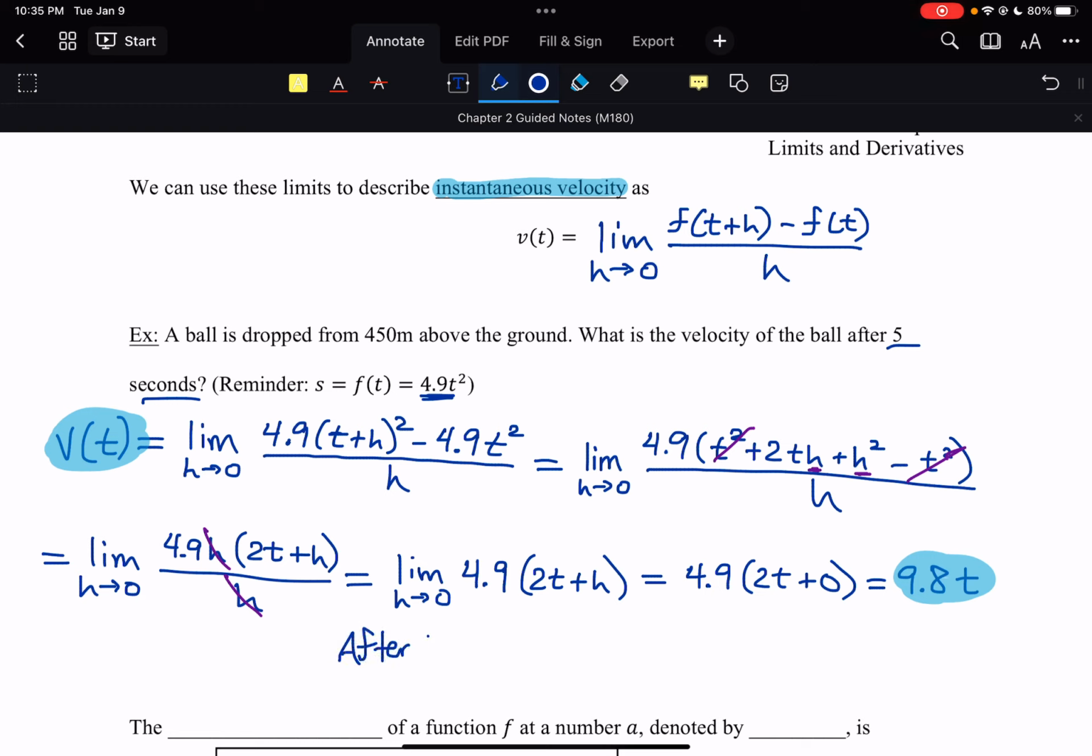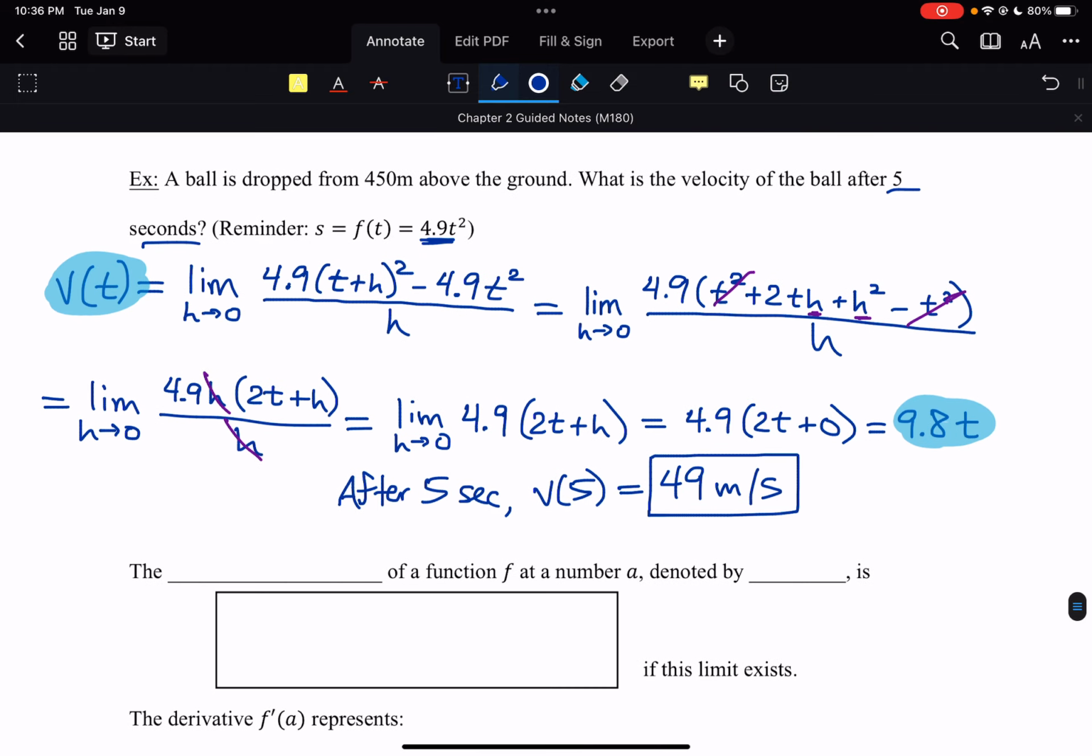So after 5 seconds, v of 5 is 49 meters per second. And that is the instantaneous velocity. That is the velocity at that specific moment in time after 5 seconds have passed, not an approximation, not an average over some interval.